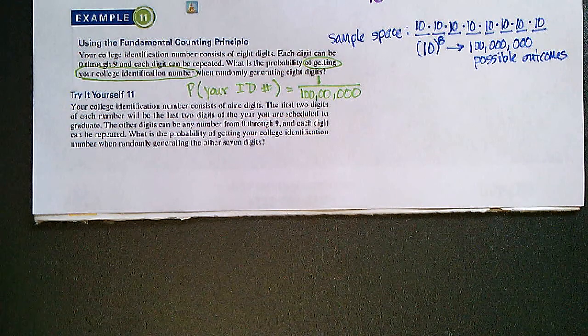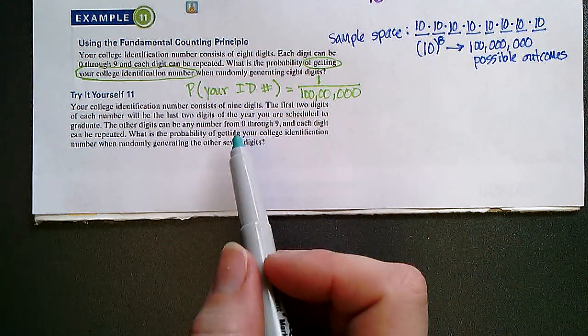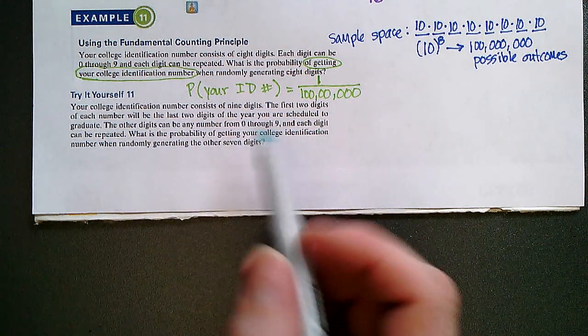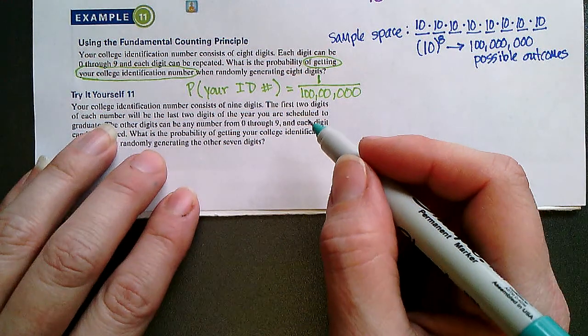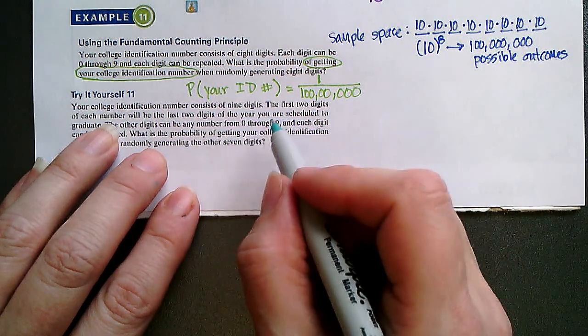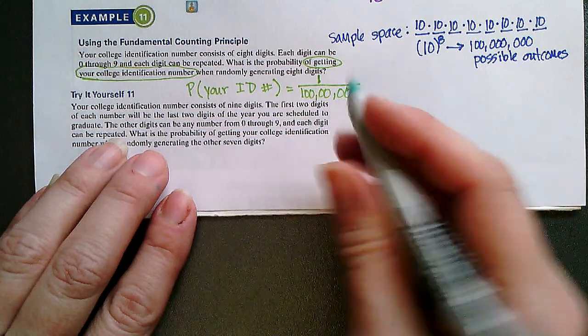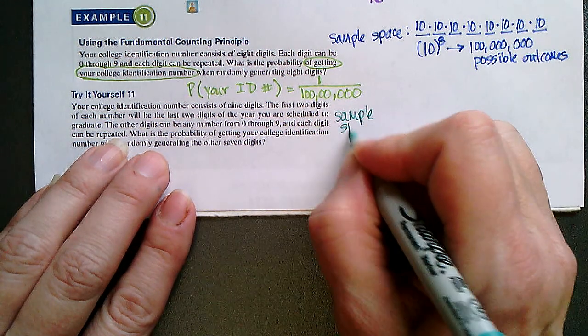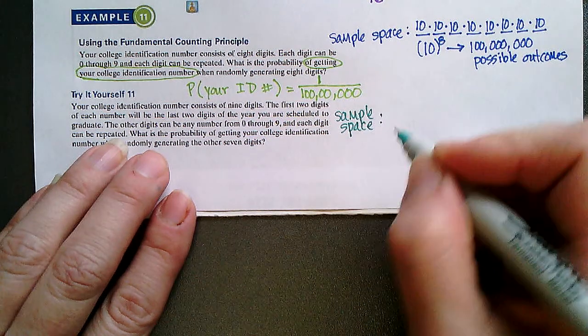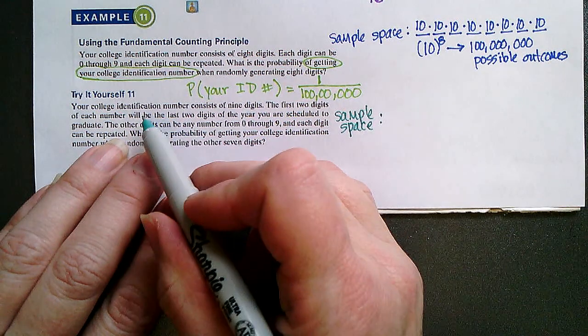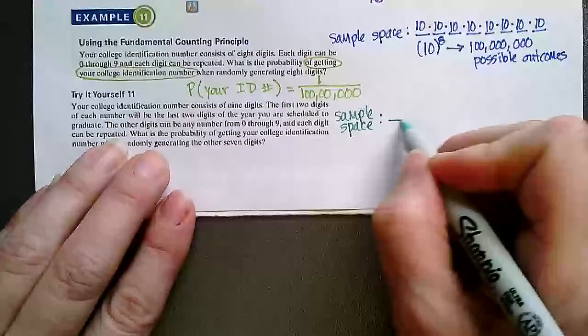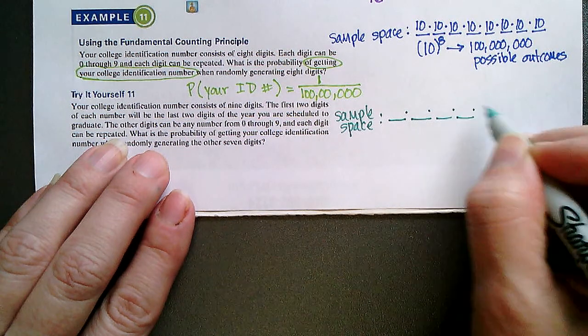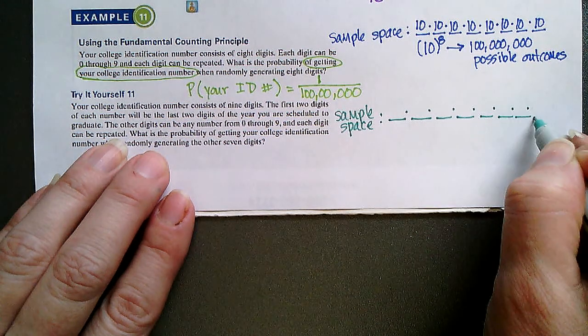Okay, now your college identification number consists of 9 digits. The first 2 digits of each number will be the last 2 digits of the year you are scheduled to graduate. So let's see. Now we got to figure out how many are in my sample space. Let's see, I've got 9 digits.